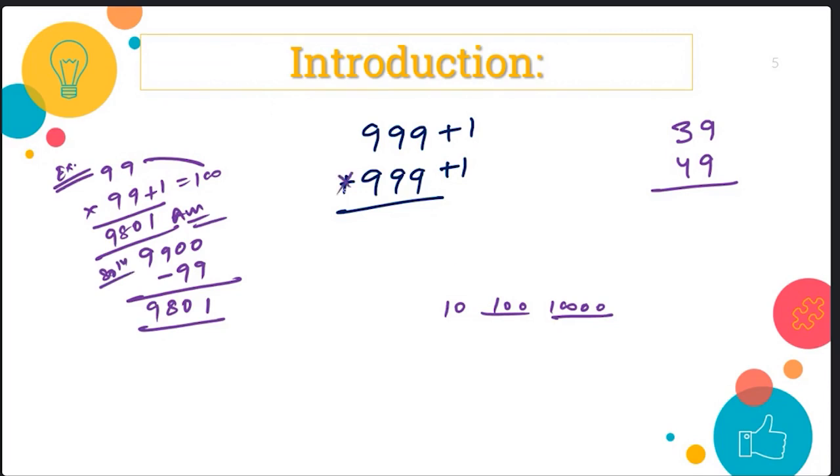Now look at this problem. This is a 3-digit number. Again, I have two possibilities. I can add plus 1 here or I can add plus 1 here.